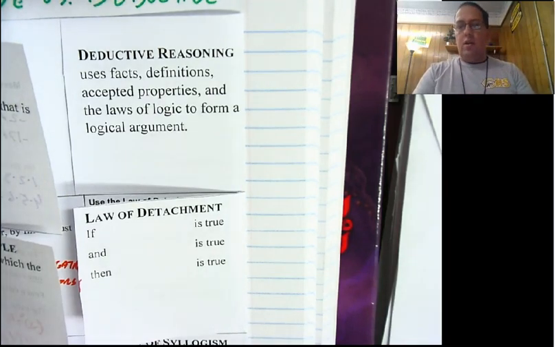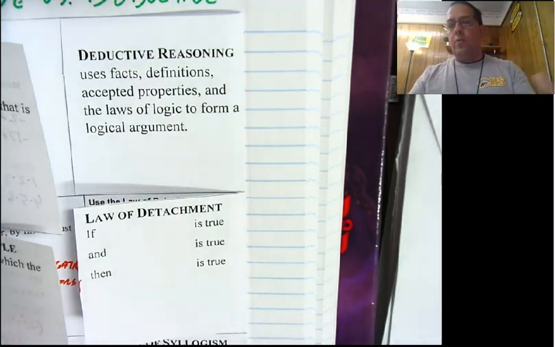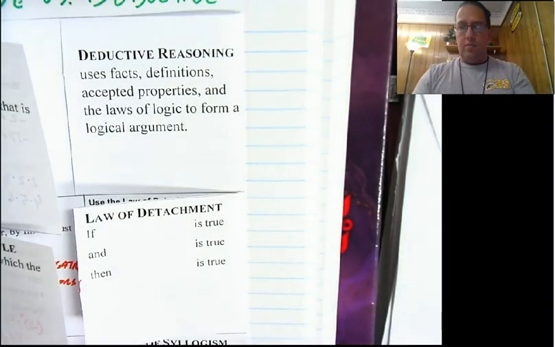Deductive reasoning, on the other hand, goes differently. Deductive reasoning uses facts, definitions, accepted properties, laws of logic, things that always work on the big, broad spectrum, and applies them to specific cases.